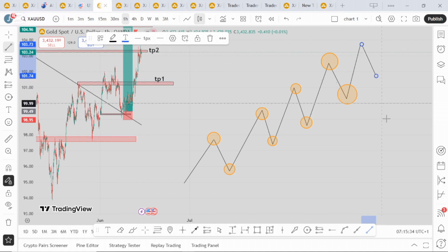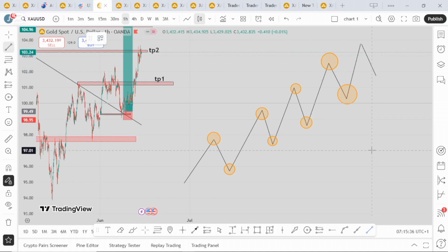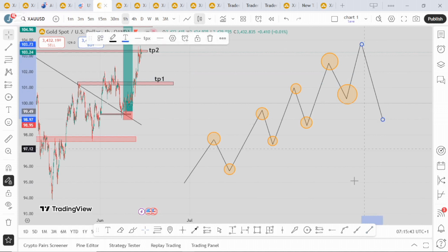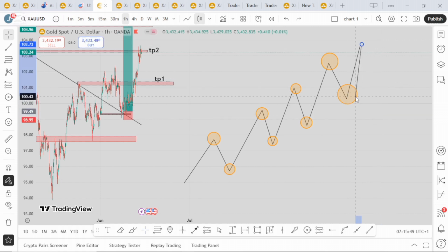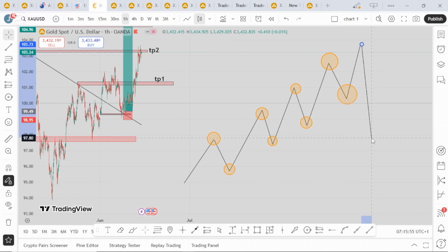Once we see a low that is lower than this, it's no longer a bullish market structure. Because we are expected to see a low that is higher than this low that is here. So once we see a low that is lower than this, it's no longer a bullish market structure. This is what we expect to see in the bullish market structure.